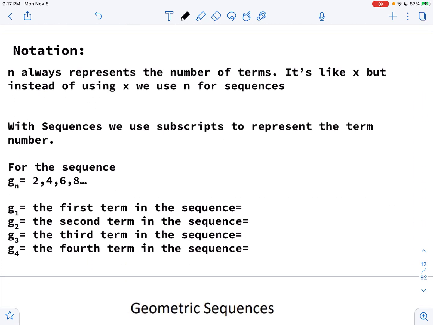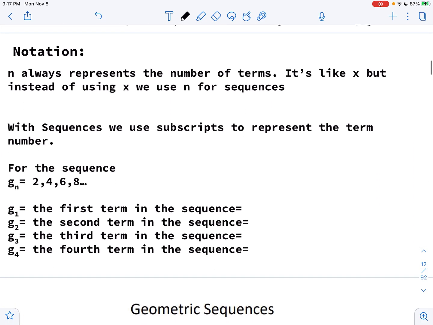Okay. Now there is quite a bit of notation when it comes to sequences. We're going to talk a little bit about that. First of all, the letter n always represents the number of terms. Whenever you see n, it's always going to say the number of terms, and oftentimes we're going to use this to describe a sequence that we don't know how many terms it has, or maybe it has infinite terms. n is kind of like the variable. It's like a placeholder that we use. It's kind of like x, but instead of that, we use n for sequences. And also with sequences, we use subscripts to represent the term number.